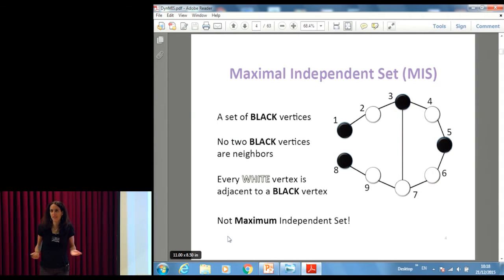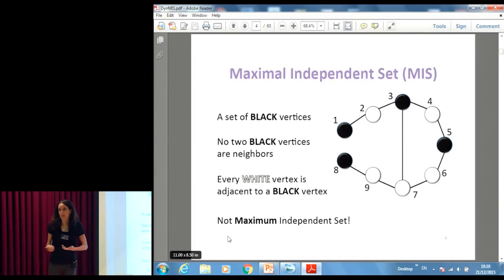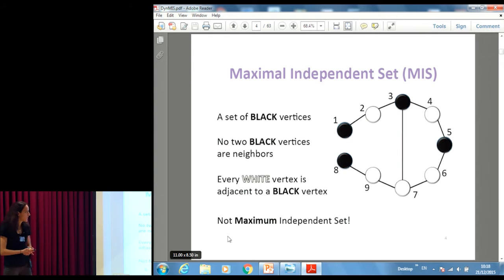Okay, but you could choose any arbitrary order of the nodes, process them one by one, and then you get a maximal independent set. And this takes you time that is linear in the size of the graph, so that's basically the best you can hope for.